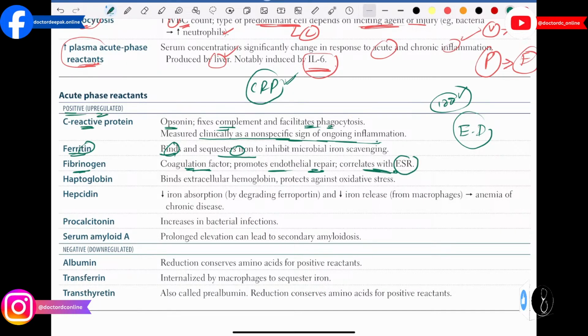So basically, you have to promote the repair of the endothelial cells. So how is it going to be promoted? It is going to be promoted with the help of fibrinogen. Fibrinogen promotes the endothelial repair. You guys have to remember this.